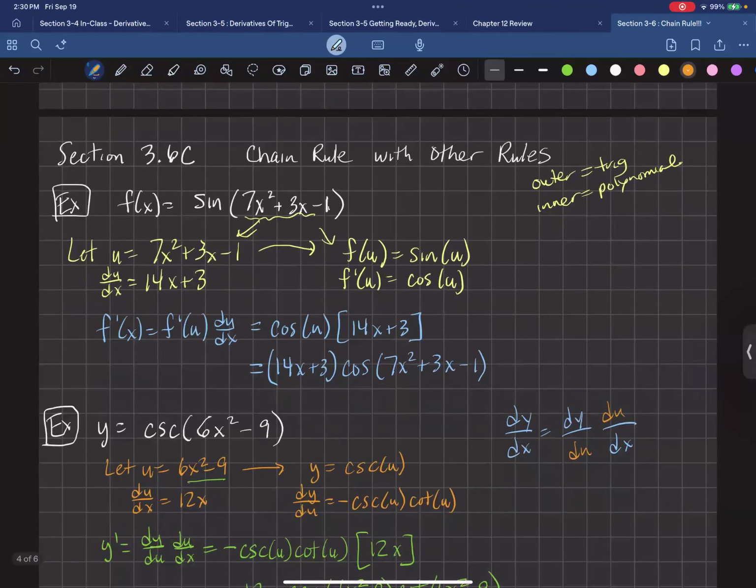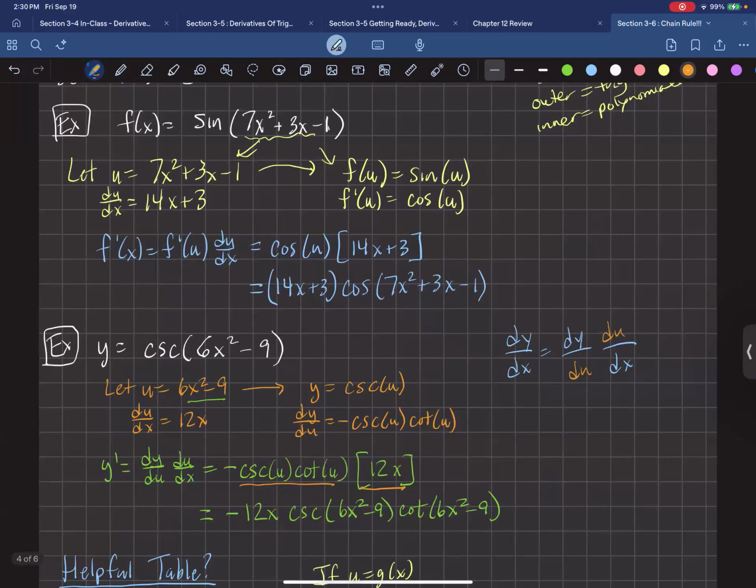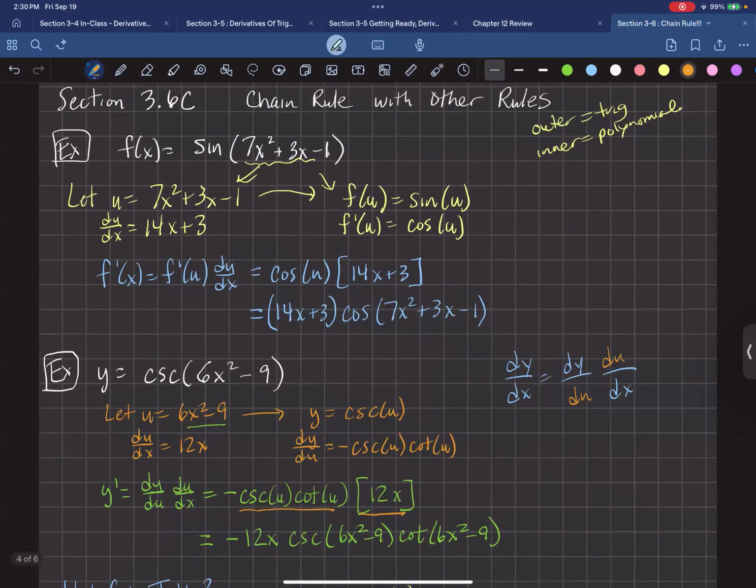So dy du is what we're going to put. We got that here, dy du times du dx. I'm going to put the 12x up front because I don't want it to be confused for part of one of the functions. And then I replace u with the original value that we had in terms of x, 6x squared minus 9. Okay?